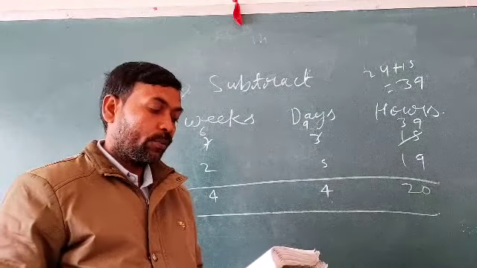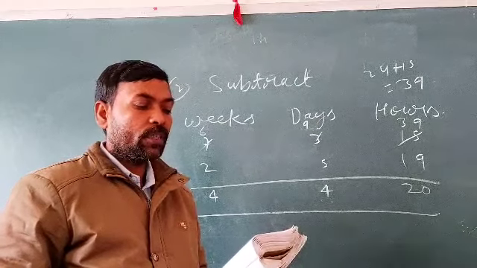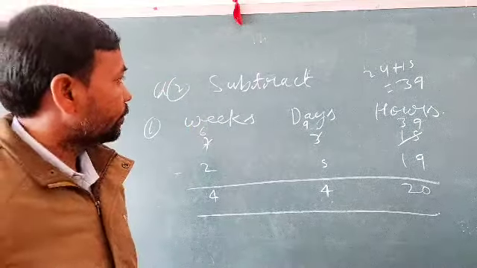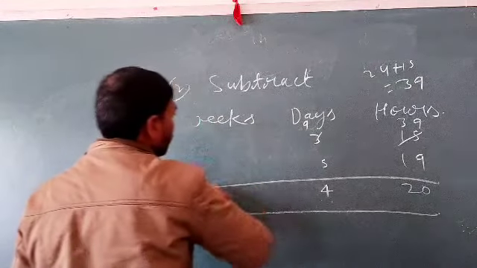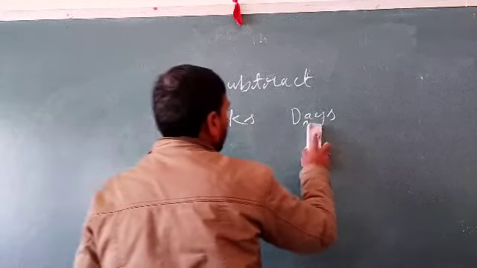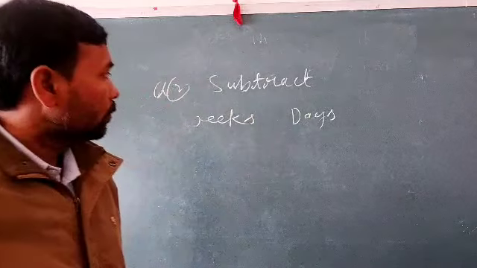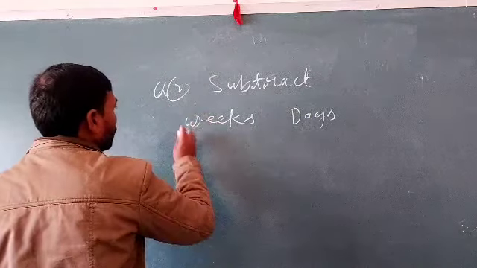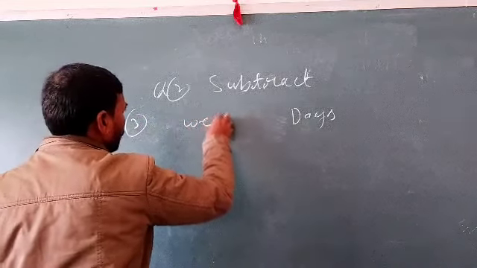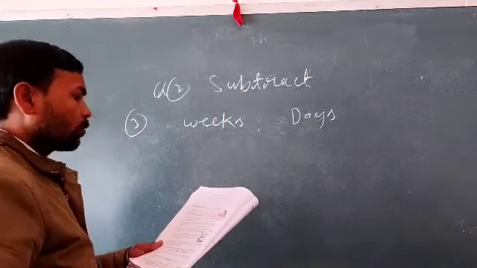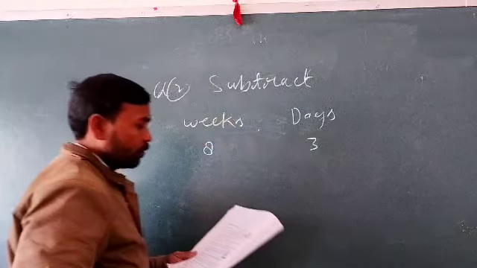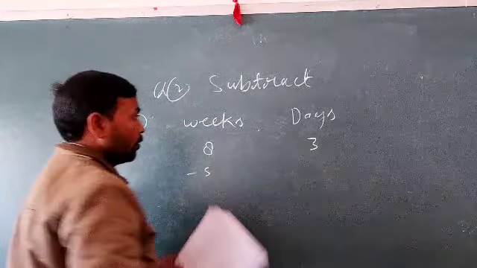So I hope all of you understood. Now come on here, the second one, do by yourself. Now come on third. Third is simple. Third one: weeks and days, 2 columns only are given. 8 weeks, 3 days, minus 5 weeks, 6 days.